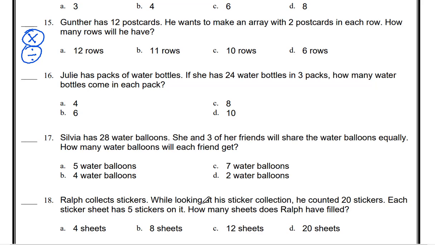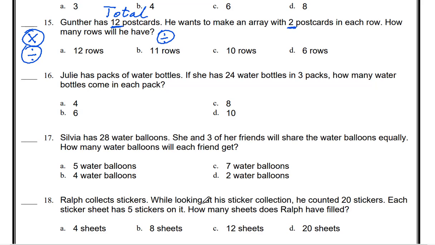Let's read the question. Gunther has 12 postcards. He wants to make an array with 2 postcards in each row. How many rows will he have? Okay, ask yourself a question. The number of rows will be more or less than 12? Of course, your answer will be less than 12. And if it's less than 12, so 12 is the total. If you find the total, so my heroes, what you do? You do division, because I have the total.